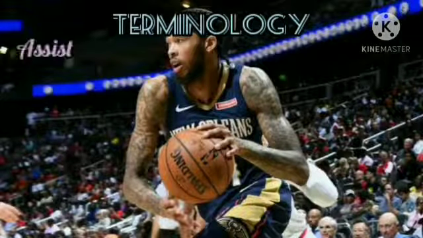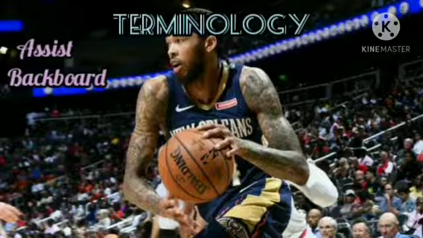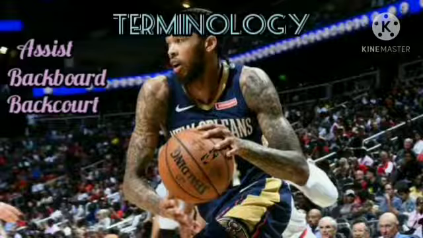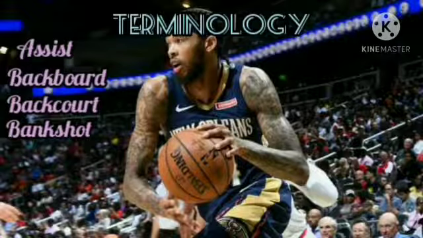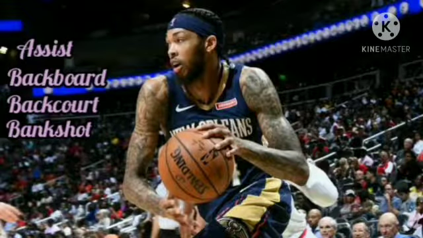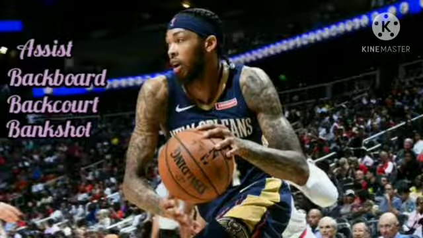Terminology. Assist: a pass that immediately proceeds and sets up a scored basket. Backboard: the rectangular or fan-shaped board behind the basket. Backcourt: the half of the court that is opposite a team's opponent's basket or the court a team is attempting to defend. Bank shot: a shot where the ball is first bounced or banged off the backboard at such an angle that it then drops into the basket.